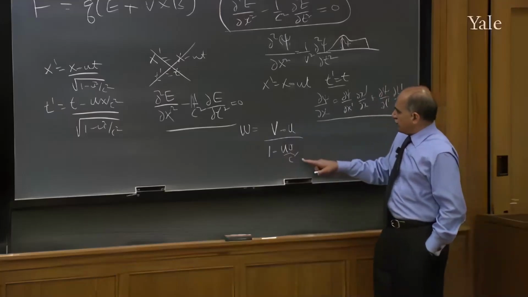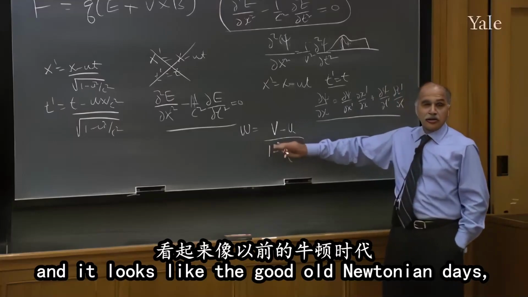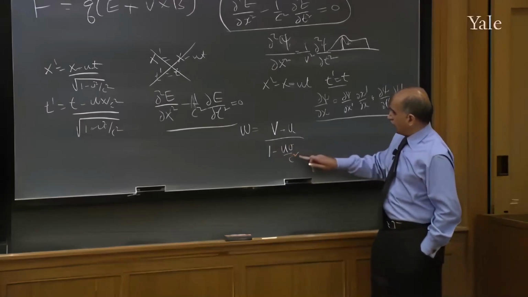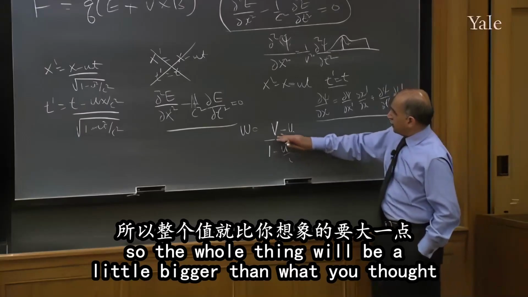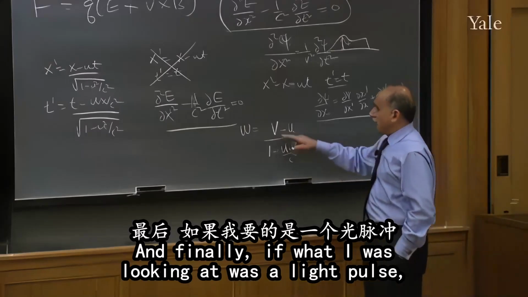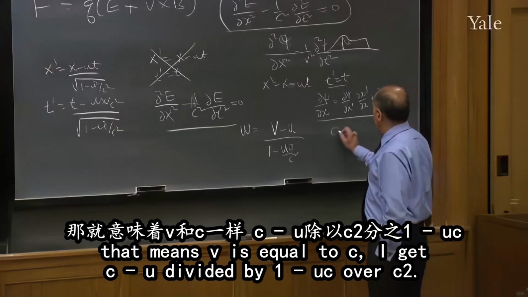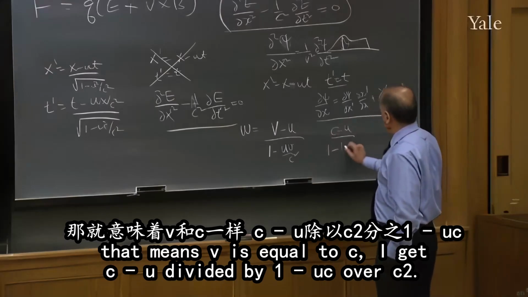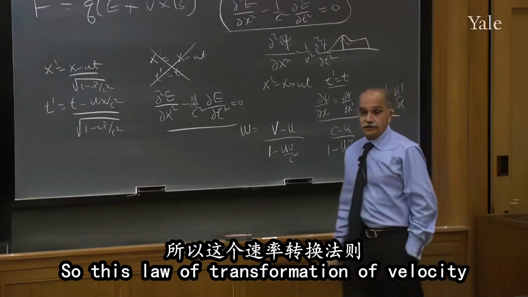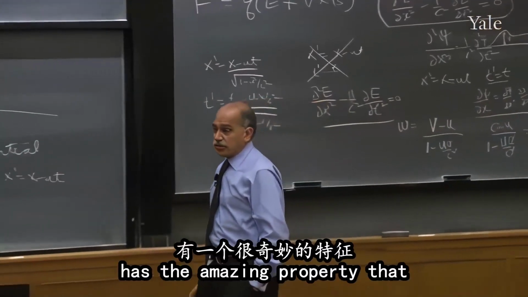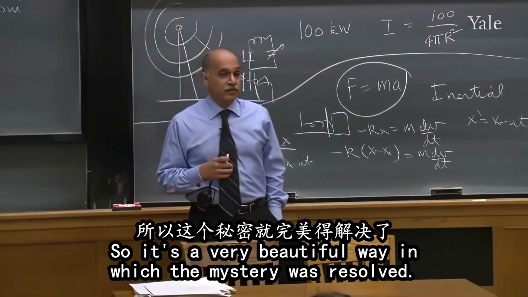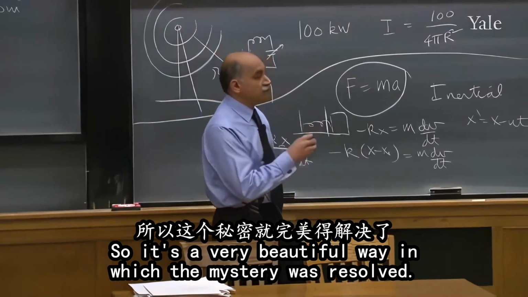If u and v are much smaller than c, you can forget this, and it looks like the good old Newtonian days. But if u and v are comparable to c, then the denominator is 1 minus something, so the whole thing will be a little bigger than what you thought, because you're dividing by 1 minus something. And finally, if what I was looking at was a light pulse, that means v is equal to c, I get (c minus u) divided by (1 minus uc over c squared). And if you fiddle with that, you will find it's c. So this law of transformation of velocities has an amazing property: if I'm observing a light pulse, it's got a speed c, you will also get a speed c. So it's a very beautiful way in which the mystery was resolved.